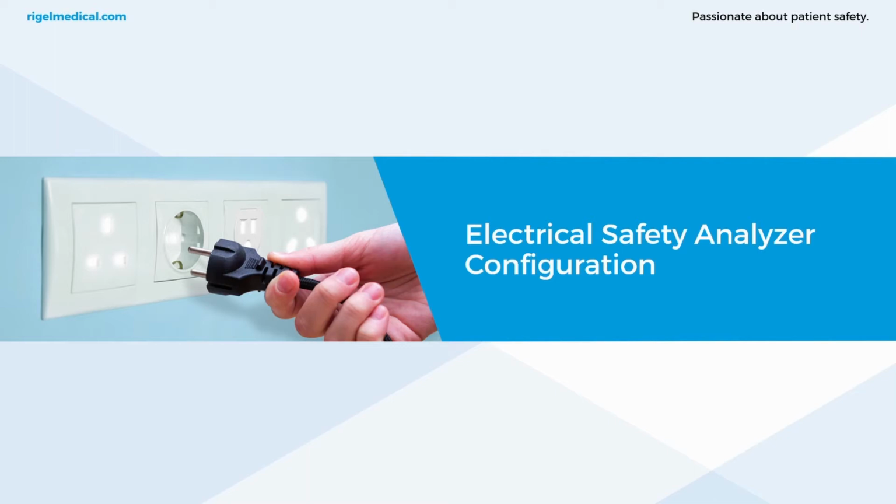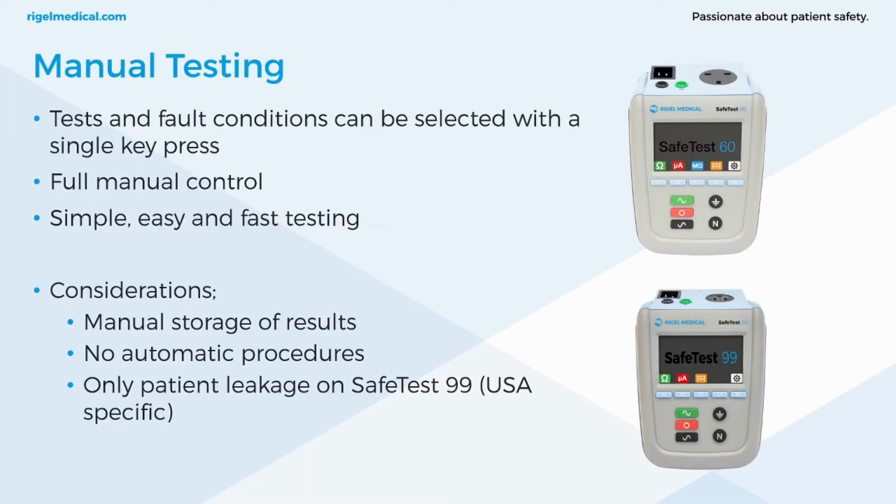Okay, so configurations to understand what type of analyzer is best suited to your work processes. Here's a couple of examples of our manual testers. An advantage of these testers is that they have test and fault conditions which can be selected with a single key press. So it provides simple, easy and fast testing. It's fully manually controlled, so it's ideal for training or if you have to manually log results as part of your PM schedule.